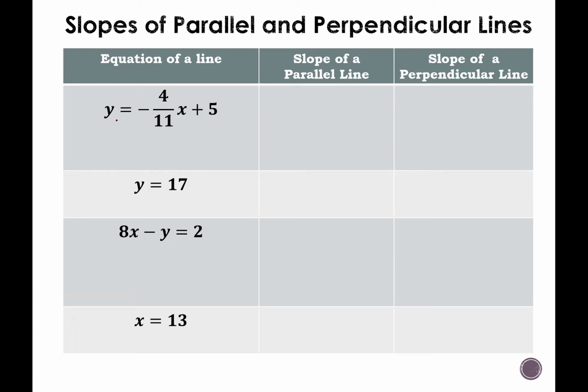So here's our first example. y equals -4/11 x plus 5. Okay, so the slope of this line is -4/11 because that is the value of m in our equation. So that's the slope of this line, which means when we fill in our first blank over here, the slope of a parallel line, that's going to be the same. Okay, so the slope of a parallel line would also be -4/11.